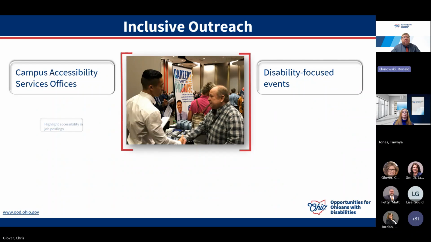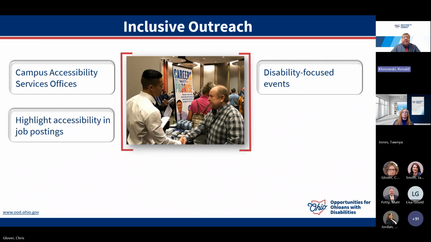Highlight accessibility in your postings. Include the job's essential functions and be clear about accommodations, flexible work arrangements, and inclusive policies. Remember to include a reasonable accommodation statement in your job postings.